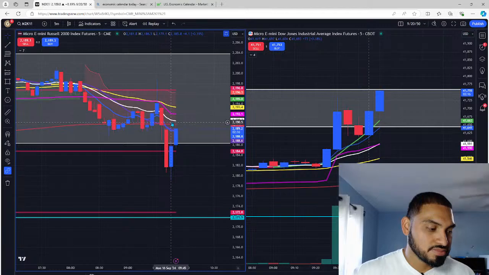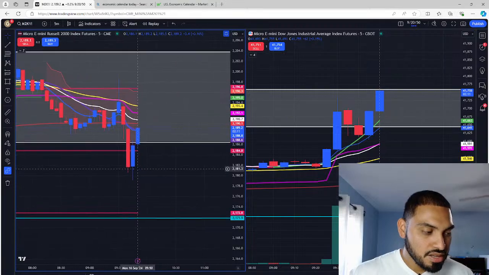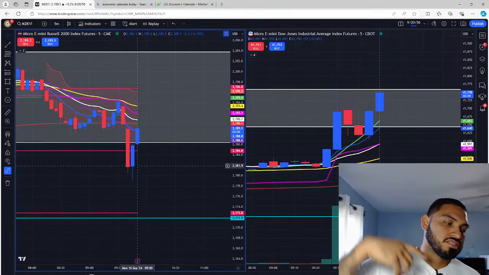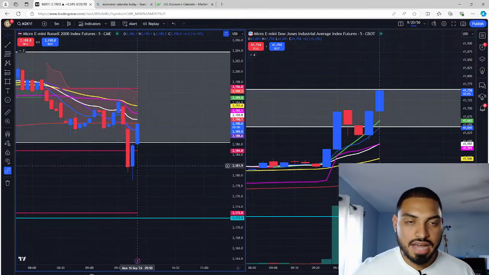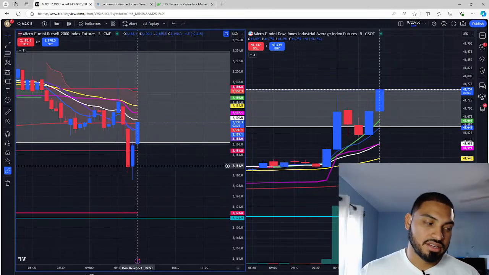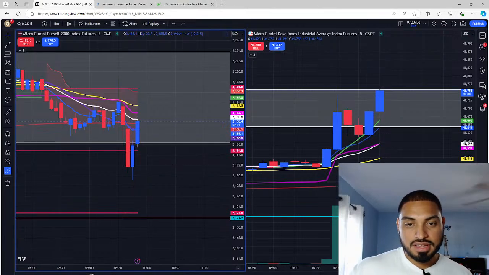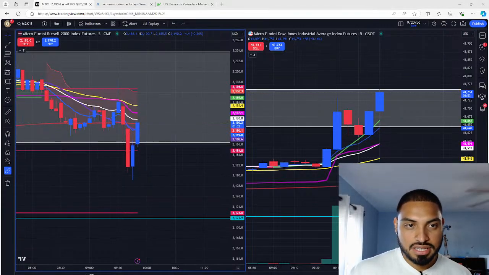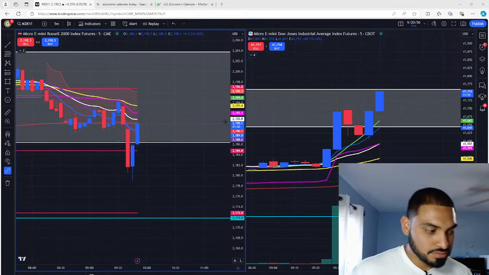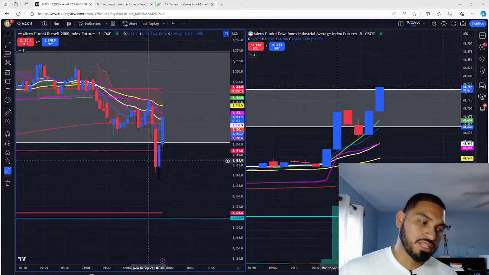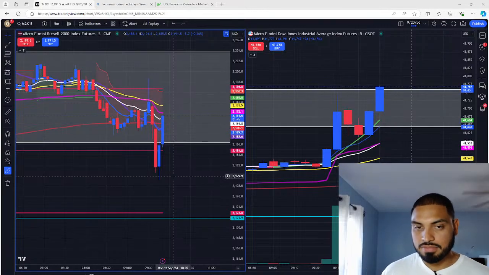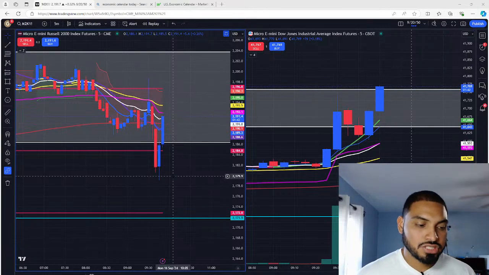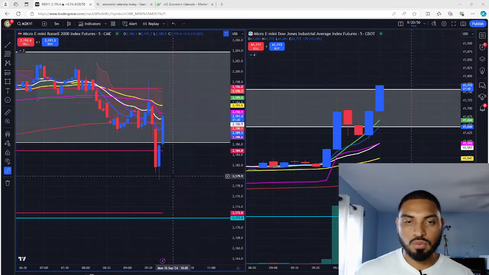So for here, now we're approaching the 9 and the 200. Let's see if we can get a consolidation and come back to the downside. But one thing, I have to really make sure that it comes back to the downside, because the Russell follows the Dow Jones. In this particular scenario, it's not following the Dow Jones. But majority of the time, the Russell will follow the Dow Jones, just like how the SPY will follow the NASDAQ.